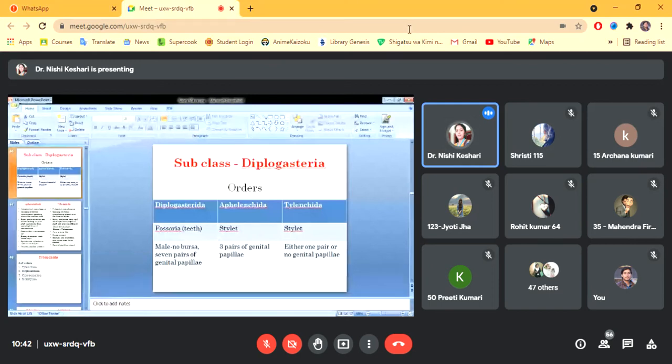as Diplogasteria. So we have to focus on only four orders, that is Dorylaimida, Triplonchida, then Aphelenchida and Tylenchida. So under the Diplogasteria subclass, three orders are there: Diplogasterida, Aphelenchida, and Tylenchida. So what are the differences?